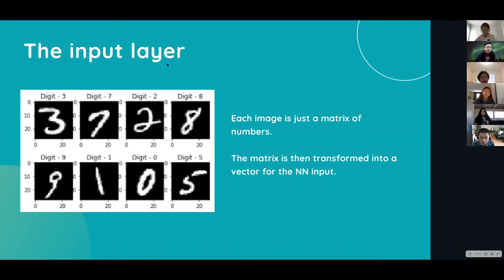All right, so let's go back to recognizing the handwritten digits. So these are the input layer. You can see here, this is a 28 pixel by 28 pixel picture. And the input layer here, of course, is labeled. Someone has gone through the trouble to label all the images. So each image is a matrix of numbers, and the matrix is then transformed into a vector for the neural network input. So in this case, we're just going to stretch it, 28 by 28.